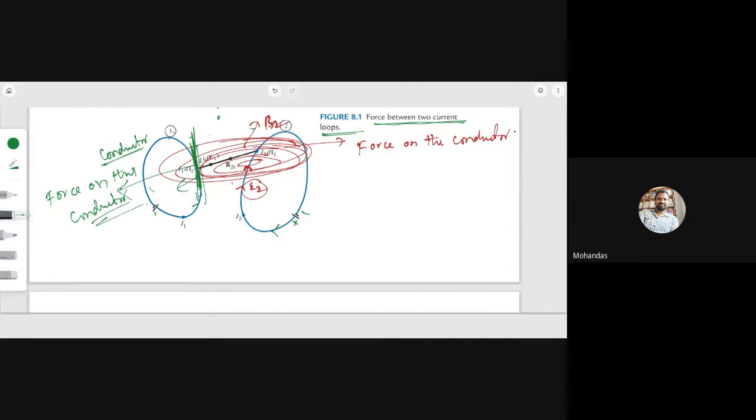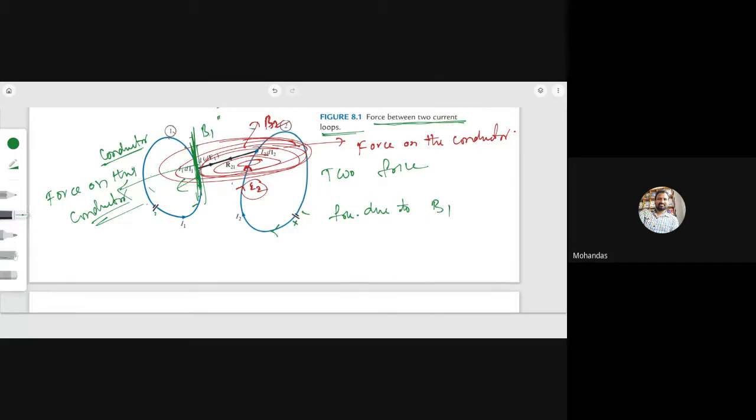Okay, now how many forces are here? Two forces. We have to calculate those two forces. First force is the force due to which magnetic field? This B1 magnetic field. Okay?